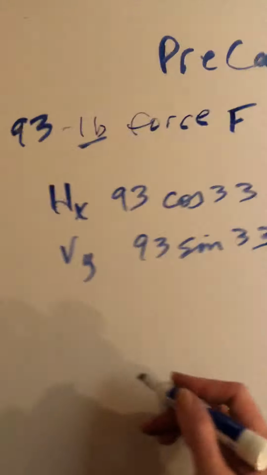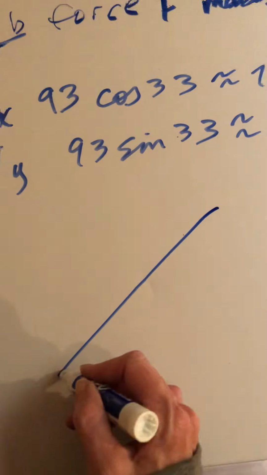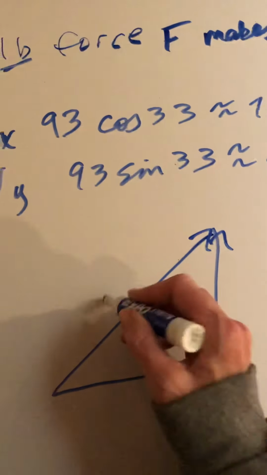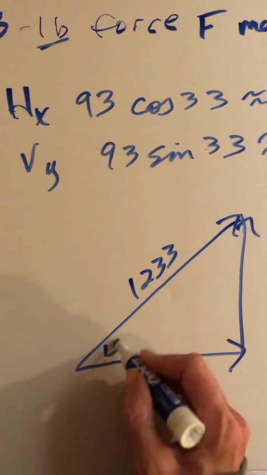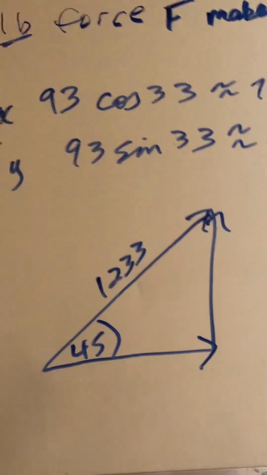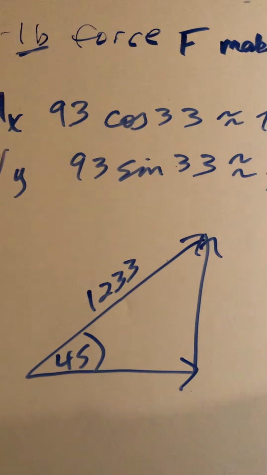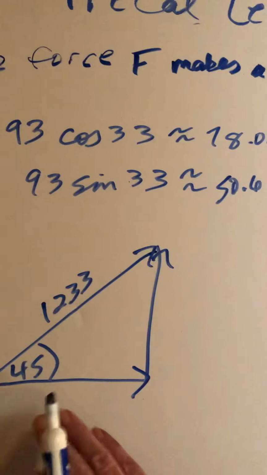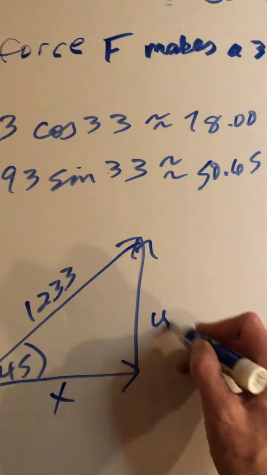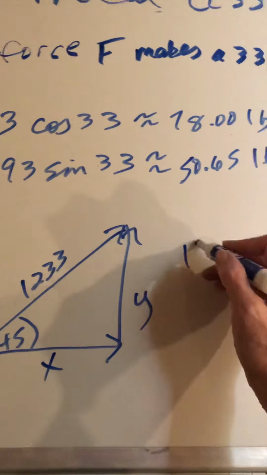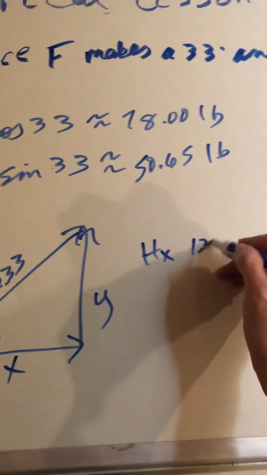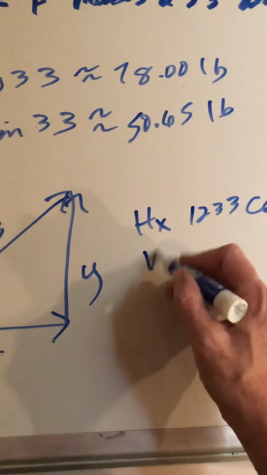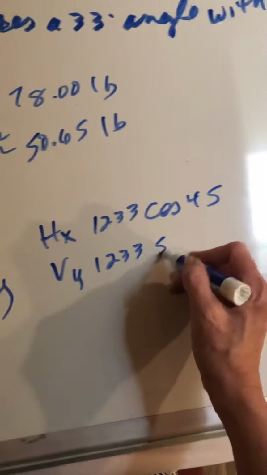Then they could actually draw the picture for you at times, so you could see something like this. This is an arrow, this is an arrow. This is 1233, and this is a 45-degree angle right here. So it's a 1233-pound pull at a 45-degree angle with the horizontal, but they've got this drawn for you. We want the horizontal and vertical components. So my horizontal, which is x, would be 1233 cosine 45, and my vertical, which is y, is 1233 sine 45.